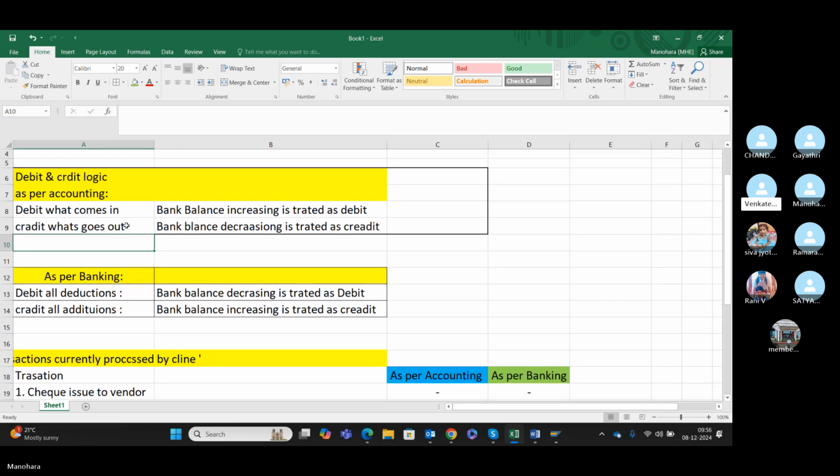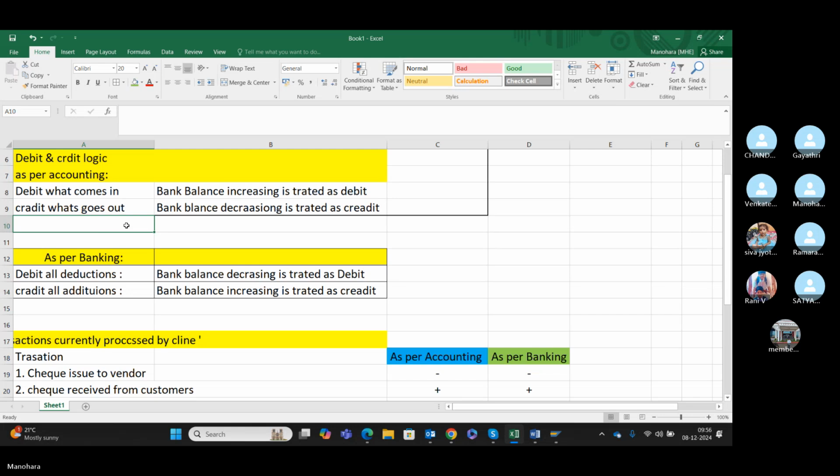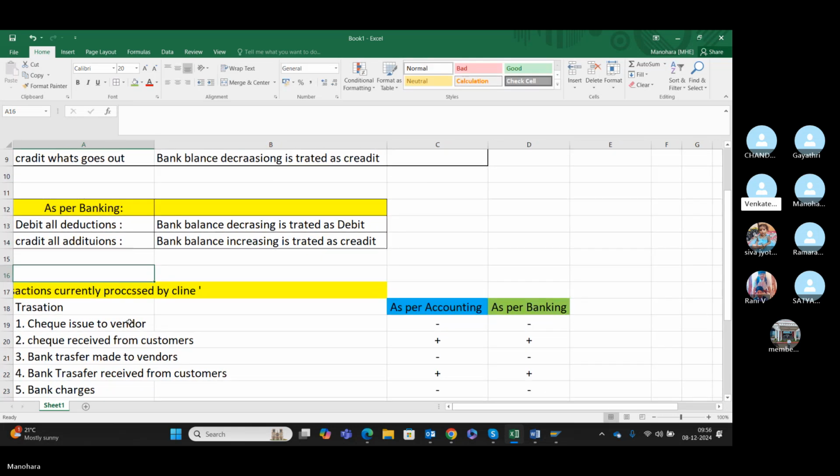So as per accounting, you said debit what comes in, credit what goes out. So as per bank, you said reverse entry. Am I correct? Okay. Now you are saying this check issued to vendor means it's vendor account to bank account. It's as per the accounting knowledge. Okay. So as per banking, debit all deductions, credit all additions, right?